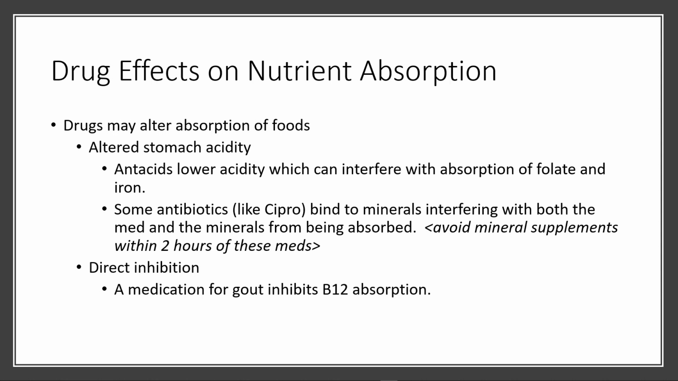So let's take a look at some of the specific food-drug interactions. Some of our medications that are prescribed to individuals can cause some varying effect. For instance, altered stomach acidity. The whole purpose of antacids is to lower acidity in the stomach, and that interferes with specific nutrients. The two most notorious ones are folate and iron.